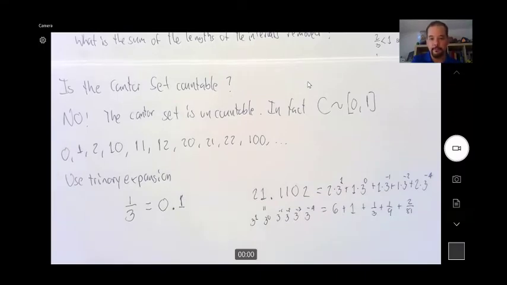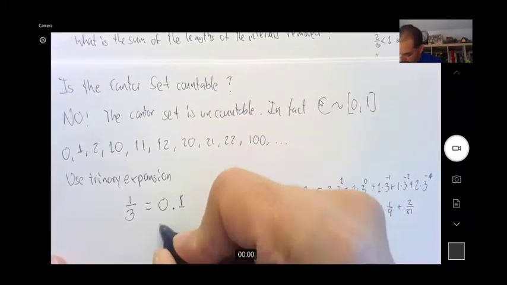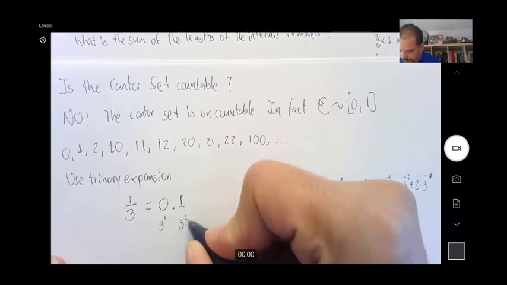How did you get 1/3 equals 0.1? Well, it's the same thing here. This is the 3 to the first, and this is the 3 to the ones.